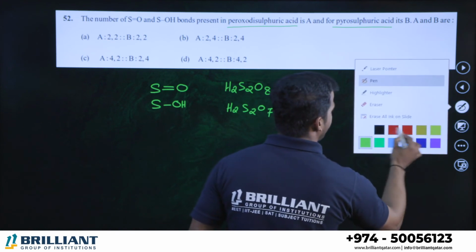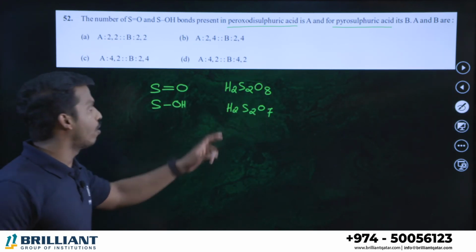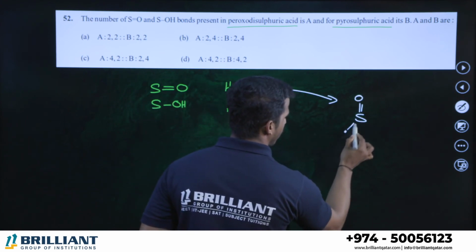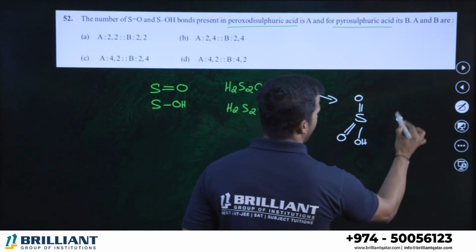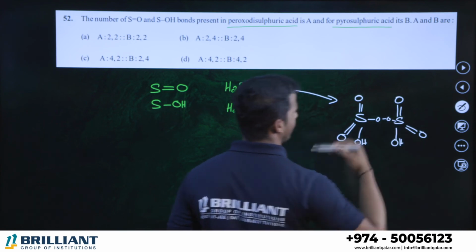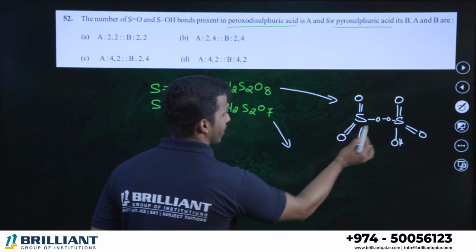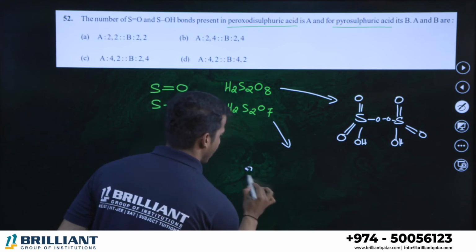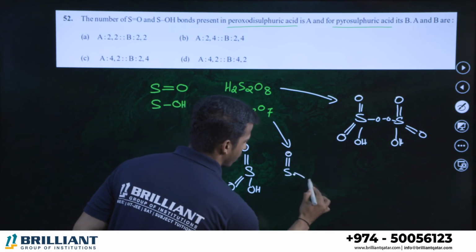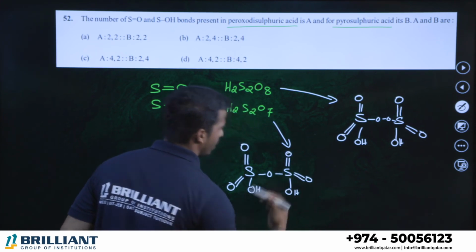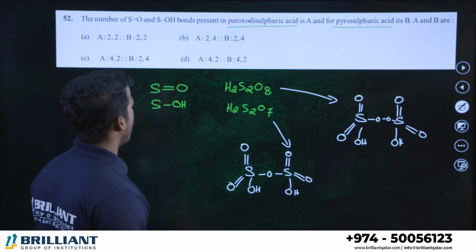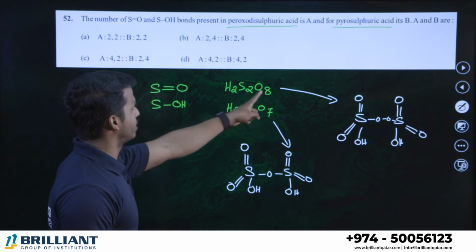Let me tell you once again what is the structure of H2S2O8. Remember, what is the structure? S double bond O, OH. S double bond O, OH. And there are 2 oxygens in the middle. What about H2S2O7? In the middle there is only 1 oxygen. S double bond O, OH. S double bond O, OH. This is the geometry.